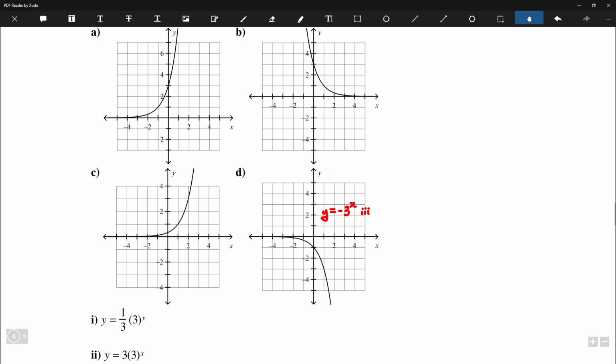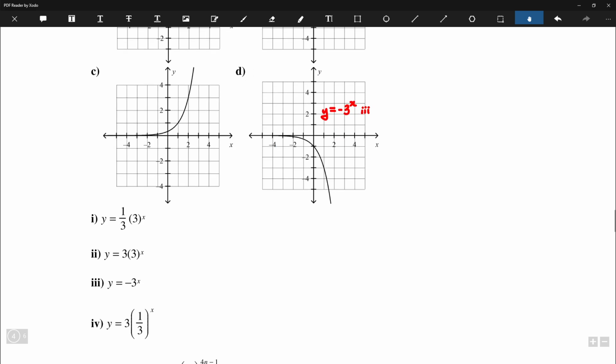Okay, so secondly, there are two functions that have a coefficient of 3. These two here. The first one has a base of 3, so it must be increasing, and it has a y-intercept of 3. And the second one, equation number 4, has a y-intercept of 3 and a base of 1/3, which means it must be decreasing.